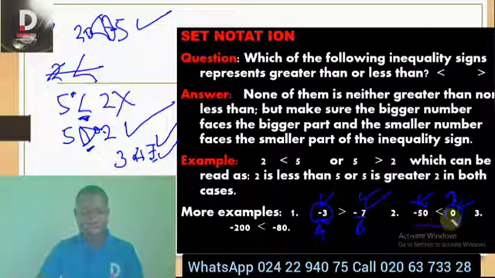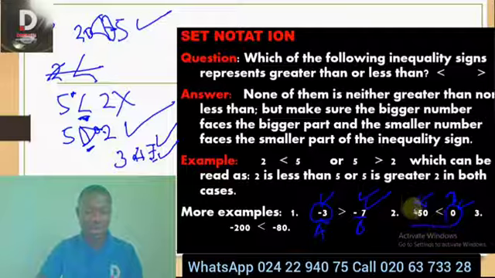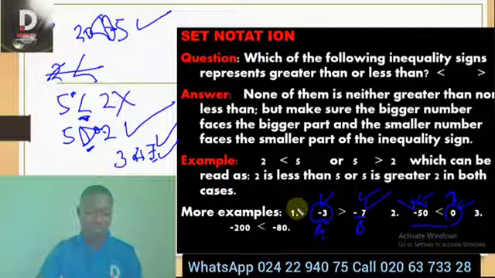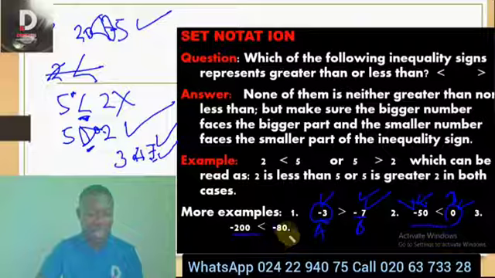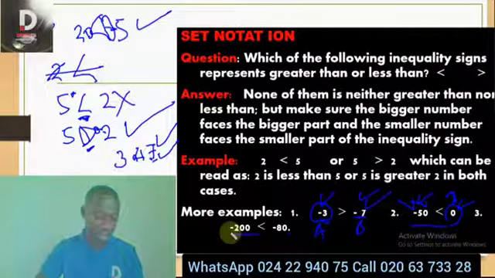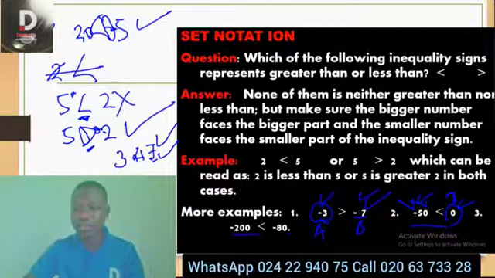So that's how it works. Those who owe less are better off. That means they are greater than those who owe a lot. And for that matter, those who owe a lot are worse off than those who owe little. So negative 200 is less than negative 80. And for that matter, negative 80 is greater than negative 200. Good. So let's move on.